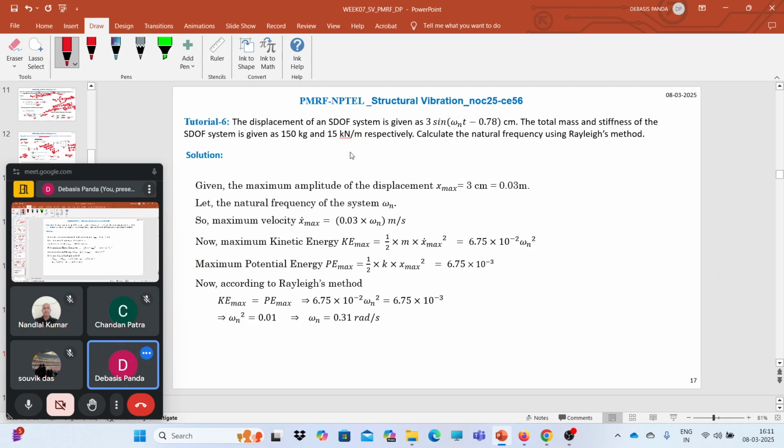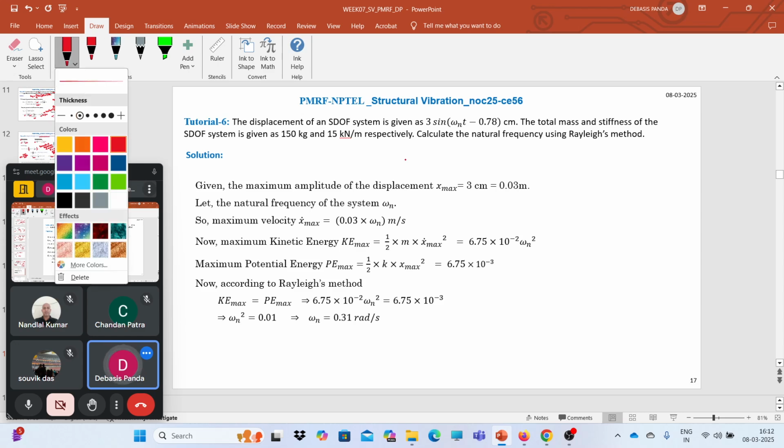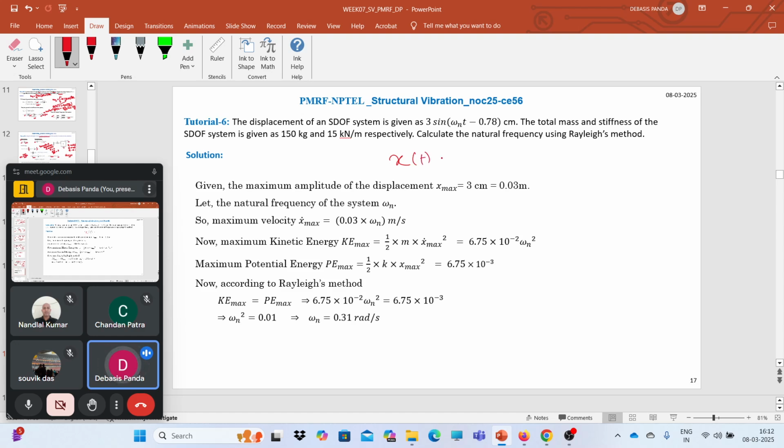Say here we have the displacement of a SDOF system. Again, the displacement is given. Say you can express this in terms of x or in terms of y. So 3 sine omega n t minus 0.78. We can easily calculate the x dot of t, say 3 omega n cos omega n t. Why do we need these two quantities? Because to identify the maximum value of x of t and x dot of t.